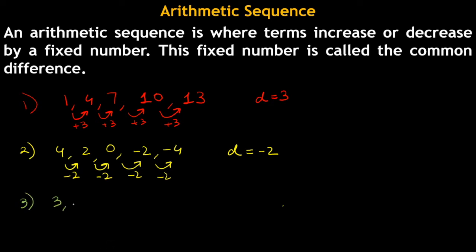Here we have 3, 3, 3, and 3, right? So here there is no increment nor any decrement. So in this example, our common difference is 0. In the first example, we had a common difference of 3 because there is an increment of 3. In the second example, our common difference was minus 2 because the numbers were decreasing. And in the third example, because there was no change, the common difference was 0.